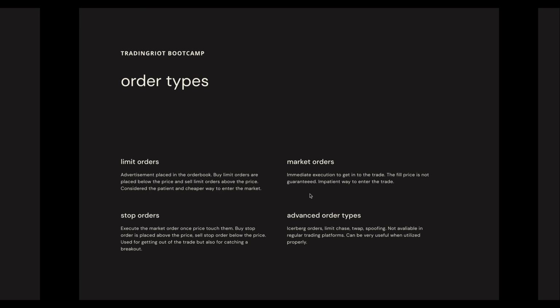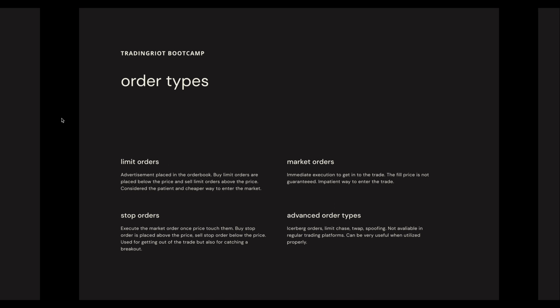There are also advanced order types, which are the iceberg orders, that are orders not visible in the order book. These are often used by larger players because they can hide their intention, and you will see them only once they get executed. The limit chase is a type of order that is chasing the price at the best bid and offer. So you are still using a limit order which is following the price.